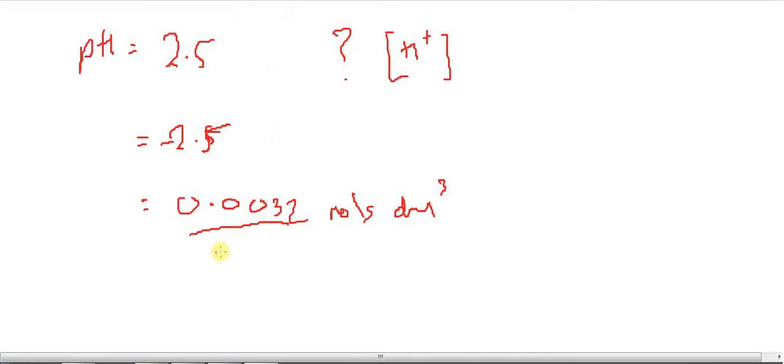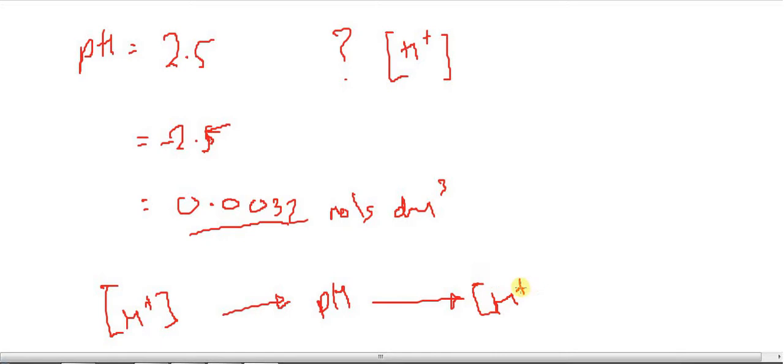And there you go, we've gone from concentration of hydrogen ions in this session through to pH, and then taken the pH and gone back through to concentration of hydrogen ions.